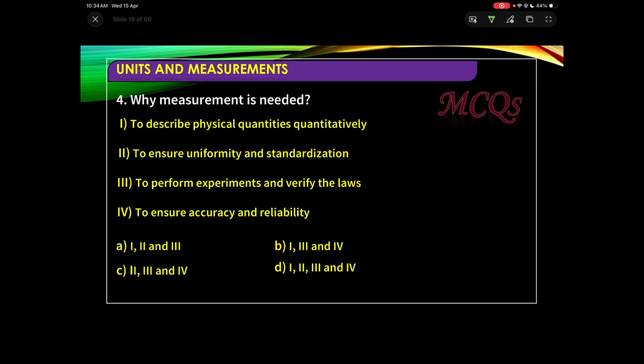Why is measurement needed? Remember, we learned it before. The first one, it is correct, which is needed to describe any physical quantity clearly and quantitatively. True. It ensures uniformity and standardization. That is also true. It is needed to perform experiments and verify the rules in physics. True. It ensures accuracy and reliability. So all of them are true. So the answer is D.